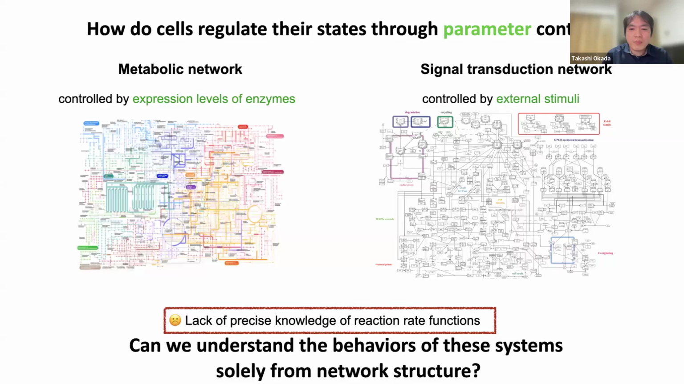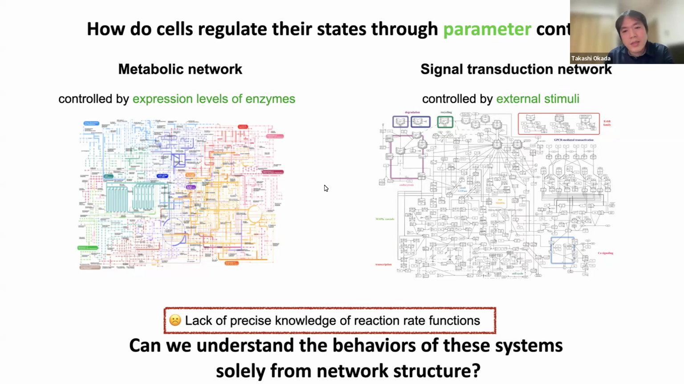In the context of metabolic networks, enzyme expression levels can be regarded as parameters, or in signal transduction networks, external stimuli can be parameters. A major theoretical challenge is that for many reactions inside cells, we don't have precise knowledge of reaction rate functions. And this raises the fundamental question: can we understand the behavior of these systems solely from network structure alone?